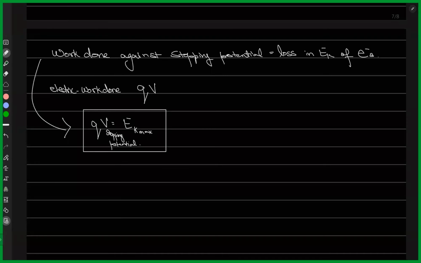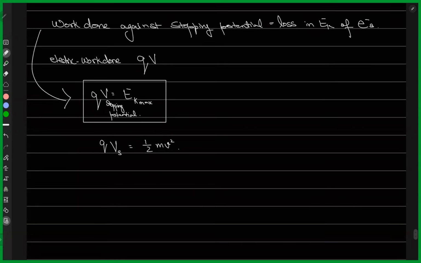Okay, so this is what we have. qV is equal to E. Now we know that this thing q is the electronic charge. We can keep it q for now. V is the stopping potential. Vs is equal to the kinetic energy, which is half mv squared, right?